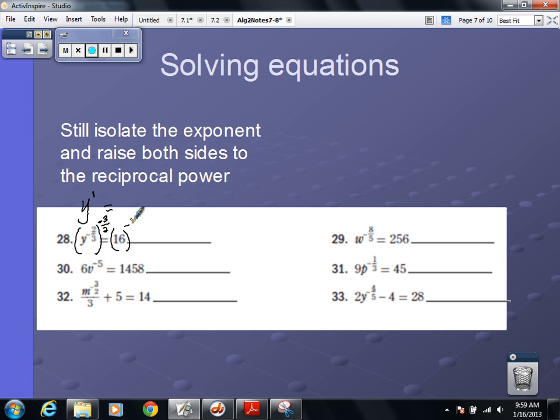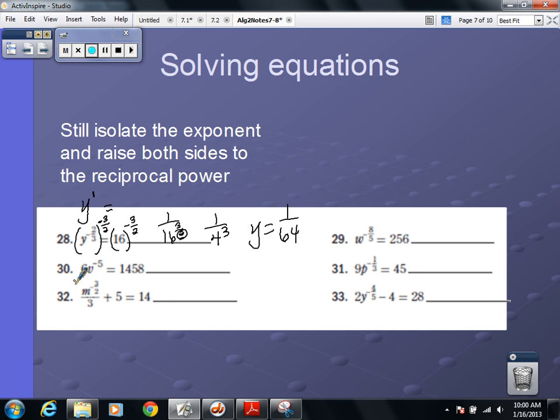I also need to take 16 to the negative 3/2. That's going to be 1 over 16 to the 3/2. Square root of 16, I'm going to do that first. Square root of 16 is 4. That's 1 over 4 to the 3rd. And 4 to the 3rd is 64. So y equals 1 over 64.